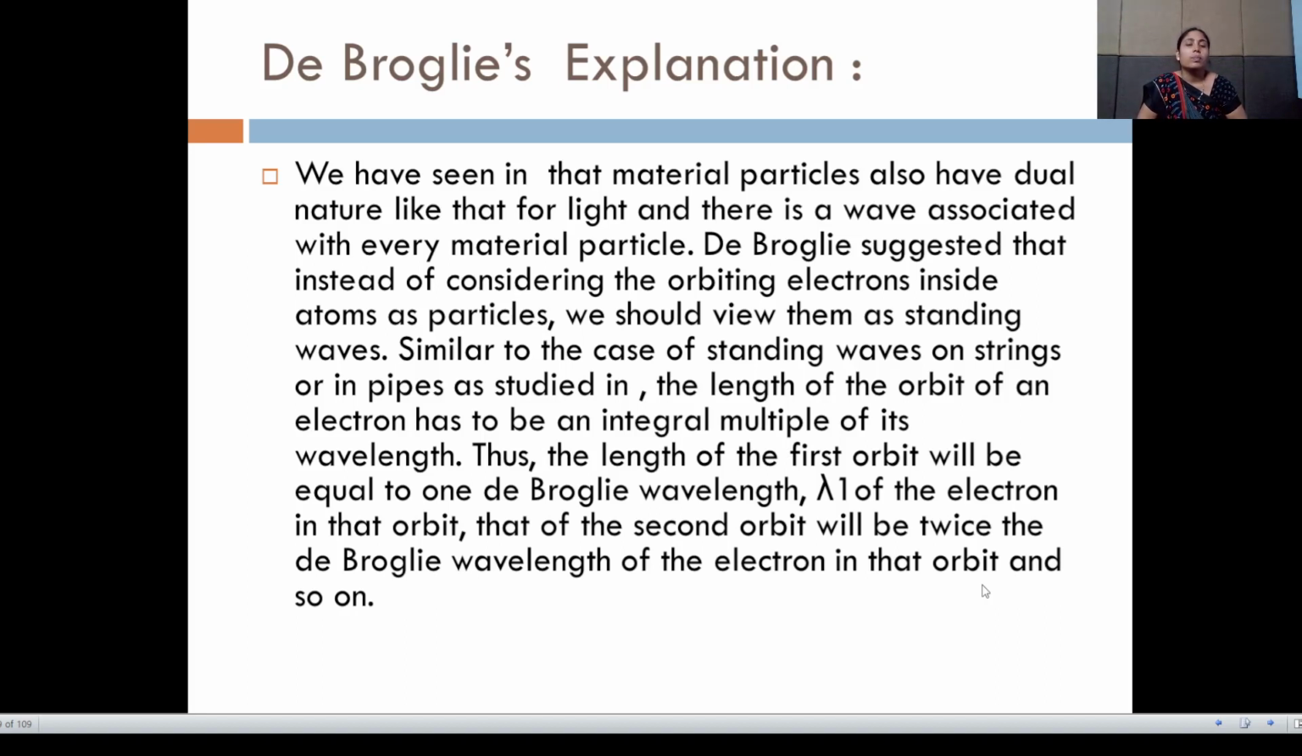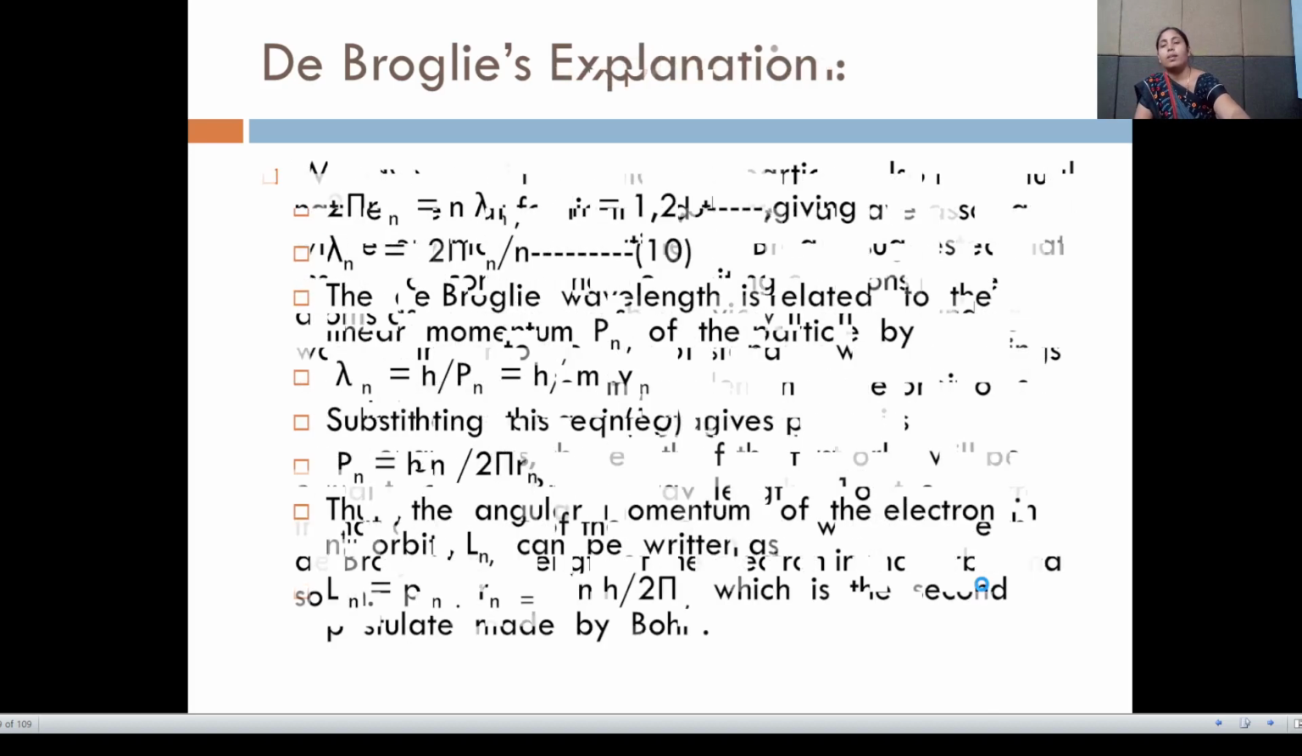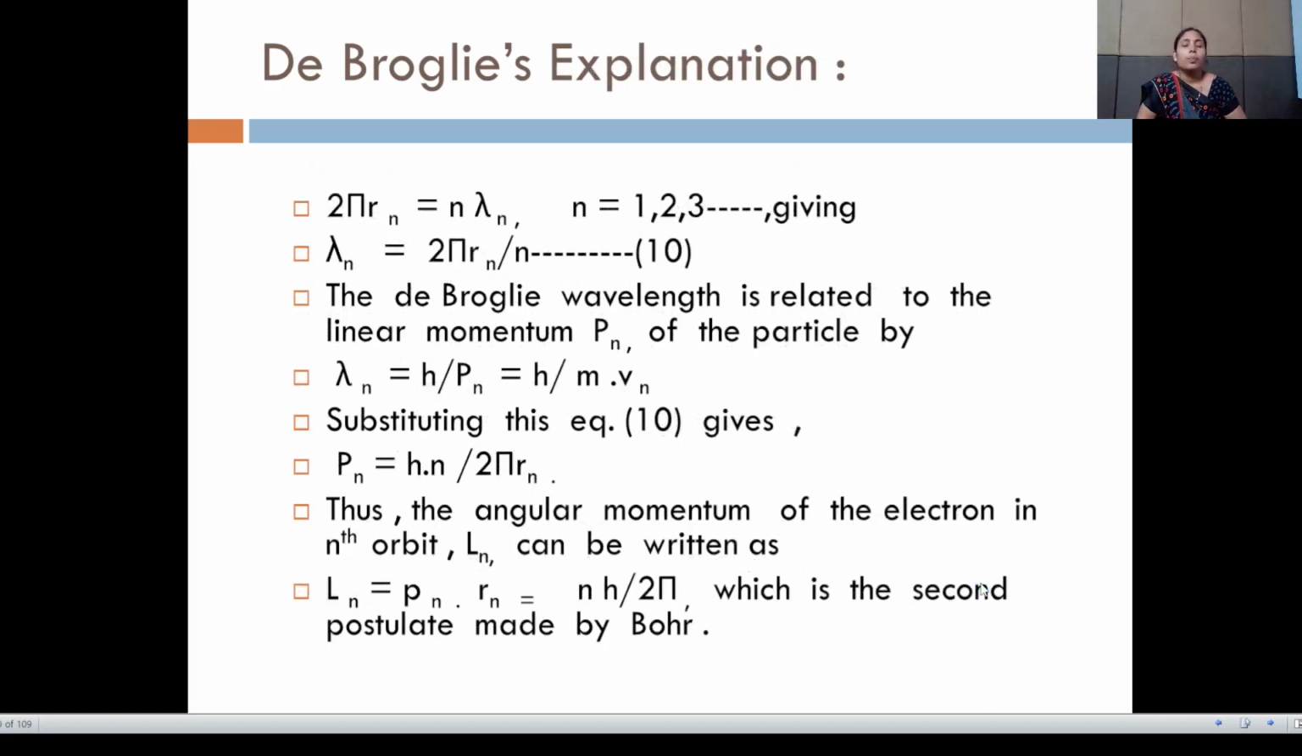Thus, the length of the first orbit will be equal to one de Broglie wavelength, lambda, of the electron in that orbit. The second orbit will be twice the de Broglie wavelength of the electron in that orbit, and so on. So 2 pi r n is equal to n lambda, where n is equal to 1, 2, 3, giving lambda n is equal to 2 pi r n divided by n. That is equation number 10.